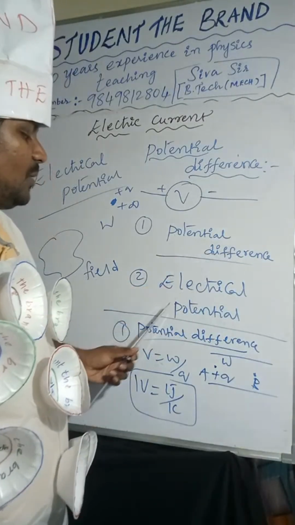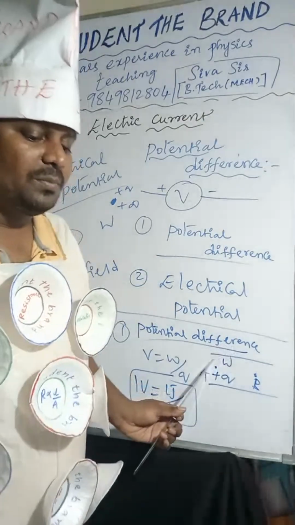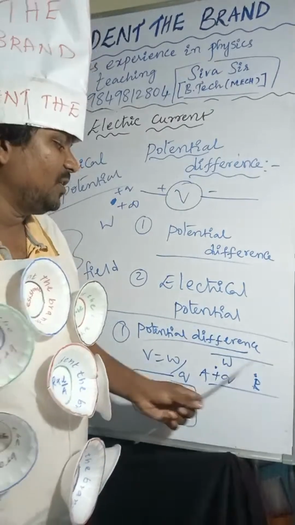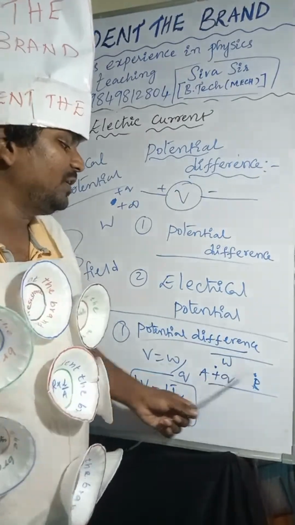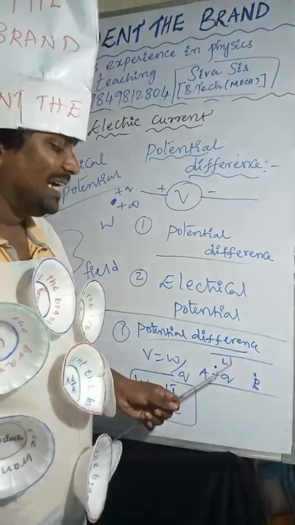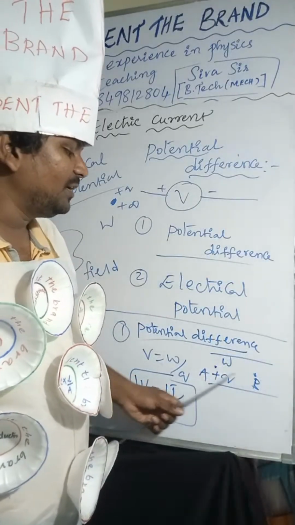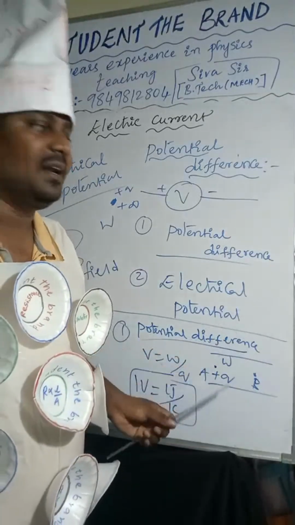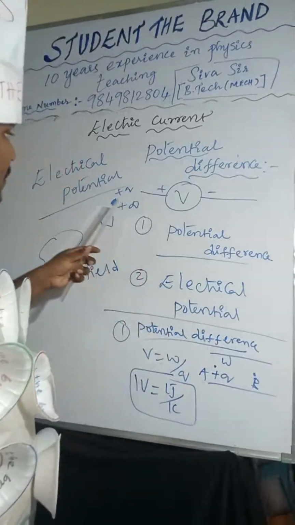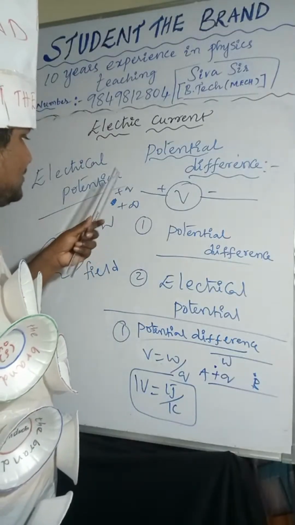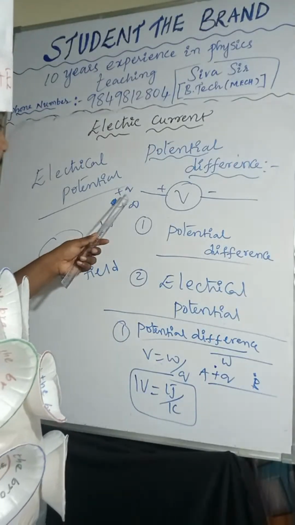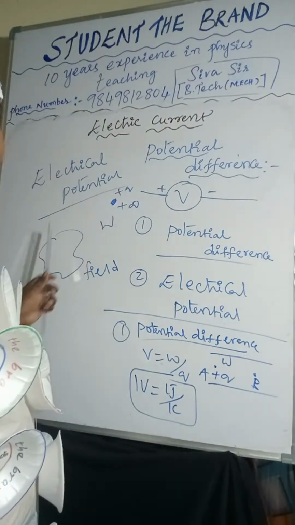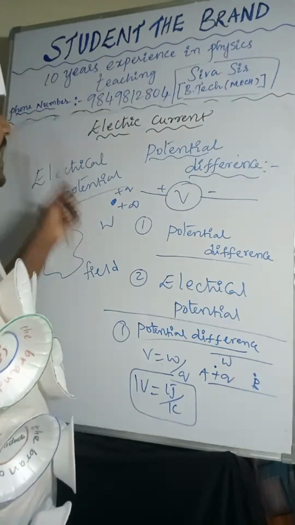Potential difference is nothing but the work done to bring a unit positive charge from one point to another point within the conductor. If you are doing work within the conductor, that is called potential difference. If we are doing some work to bring a unit positive charge from infinity to the required field, that is called electrical potential.